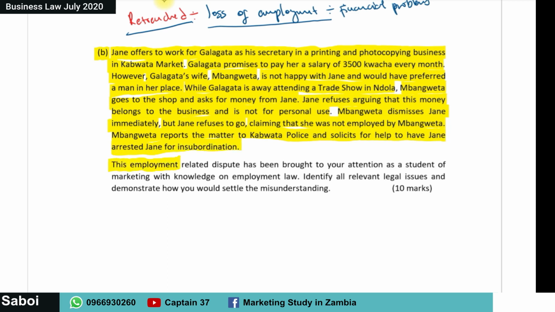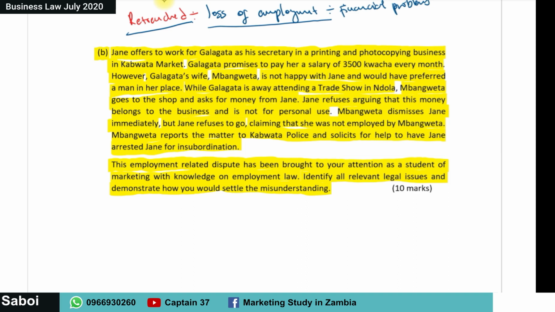This employment-related dispute has been brought to your attention as a student of marketing with knowledge on employment law. Identify all relevant legal issues and demonstrate how you would settle the misunderstanding. This is a very interesting one.